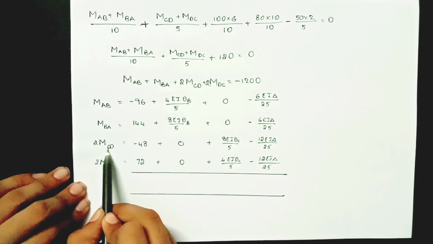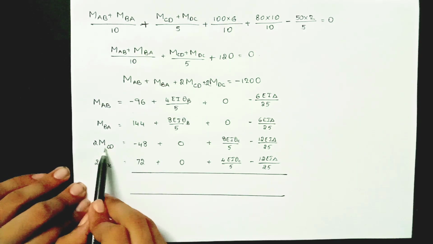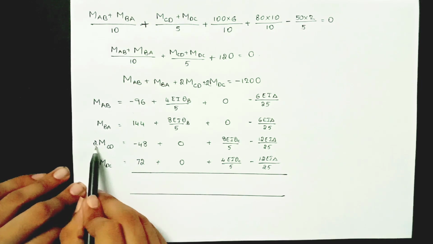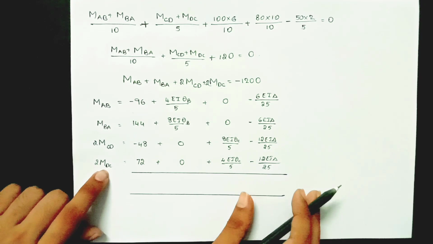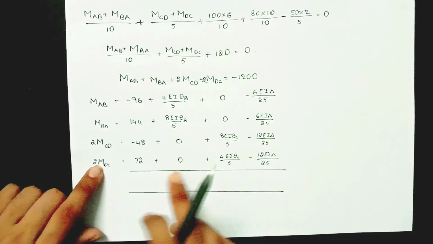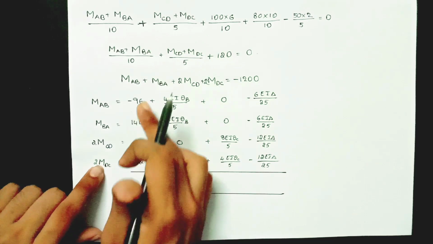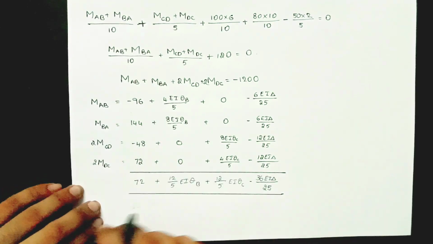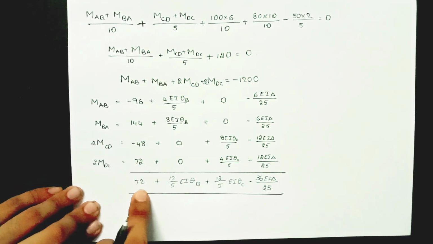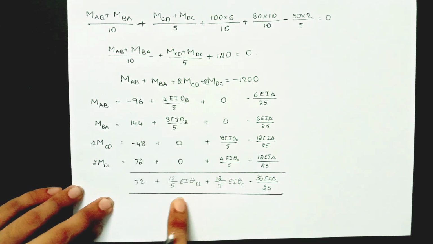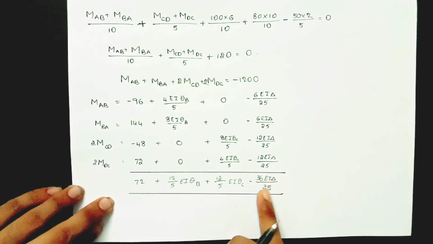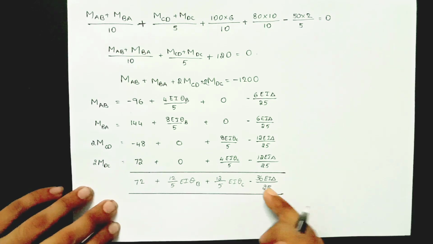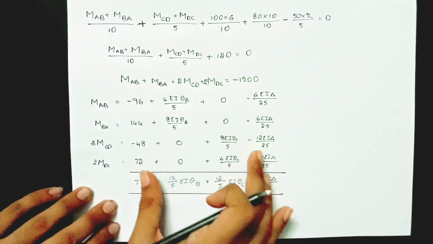Whatever equation you have obtained in step 2, multiply that whole equation on both sides with 2, so that you will get this equation. Now add all these terms. Finally, on adding all the values, I got it as 72. On adding these two terms, I have 12 EI theta B by 5, 12 EI theta C, minus 36 EI delta by 25. So finally, we have added all these equations.